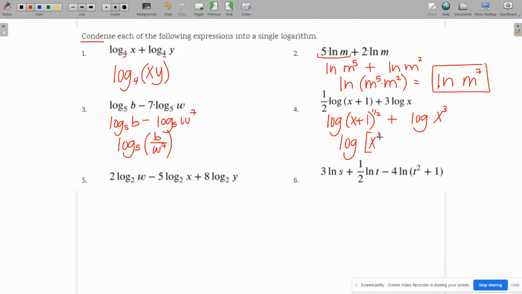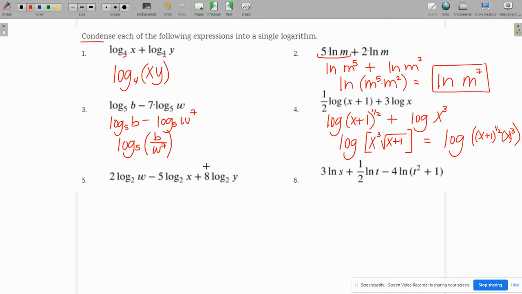So it's up to you how you want to write it. You could say x cubed times the square root of the x plus 1 quantity. You could do something like that. Or you could say this is log base 10 of the quantity x plus 1 to the 1/2 times x cubed. Anything like that, these are equivalent to each other, so that's going to work out.